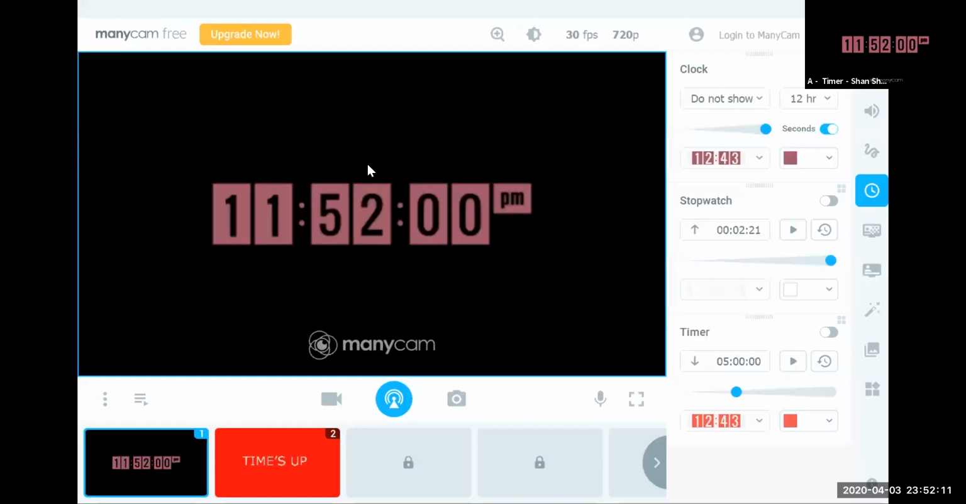Alright, can everybody hear me now? Yes. Okay. You need to download this app. It's called ManyCam. And then when you join in, you have to activate your ManyCam. Okay, let me do a share screen. Give me a moment. Now, does anybody, hold on, let me just show that.